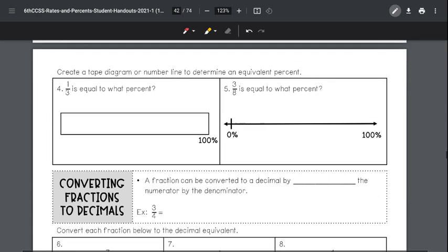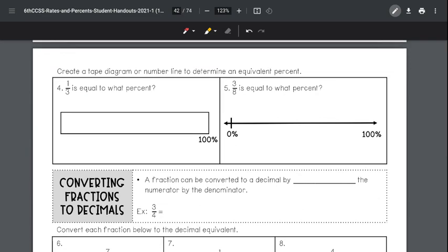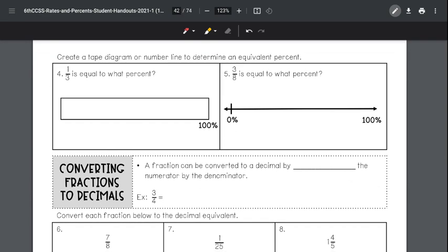Create a tape diagram or a number line to determine an equivalent percent. Okay, so split this into 3 sections. Section 1, Section 2, Section 3. And we are going to color in one section. If you do 1 divided by 3 in your calculator, you're going to get 0.3333333. It's going to repeat. You're going to multiply it by 100 and move your decimal point 2 spots to the right. And you're going to figure out our percent is 33.3 repeating percent.